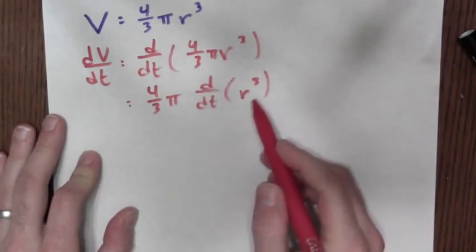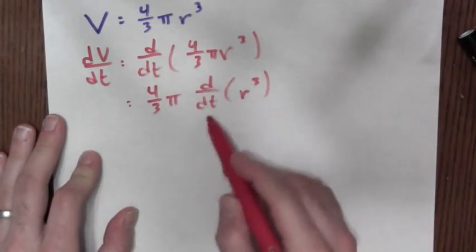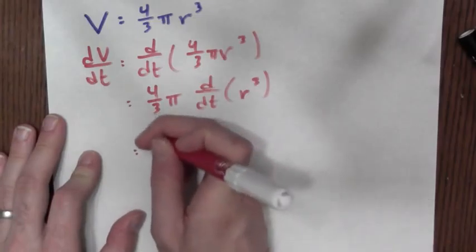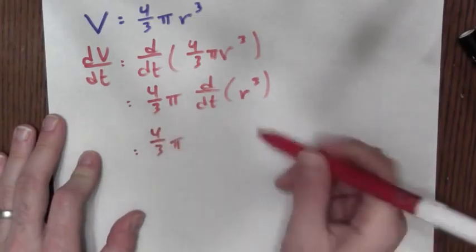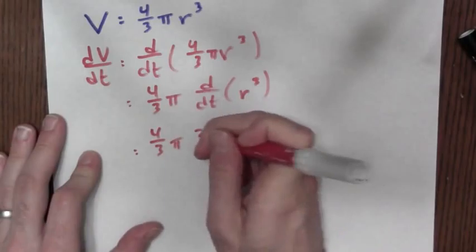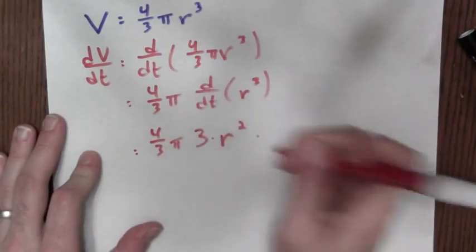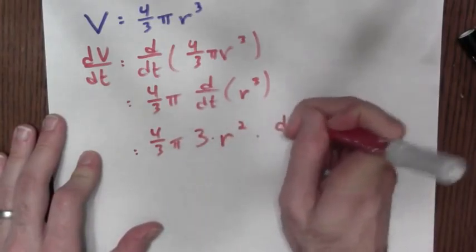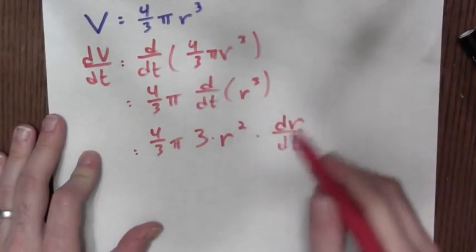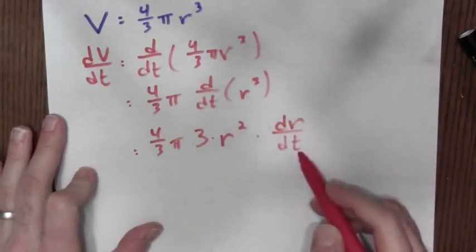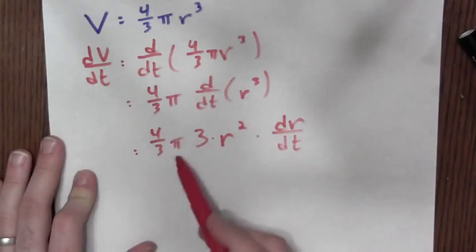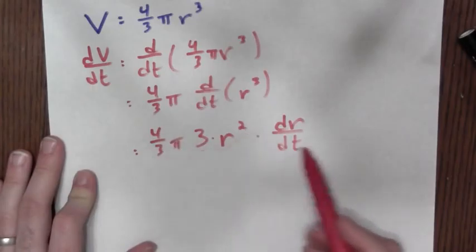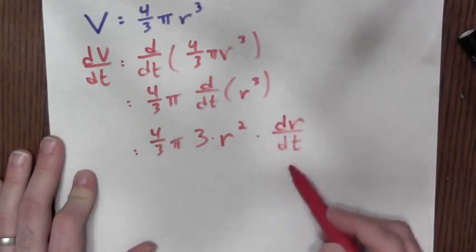To figure out the time derivative of r cubed, I'm regarding r, remember, as a function of t, so I use the chain rule. The derivative of cubing is 3 times the inside function squared times the derivative of the inside function, so dr/dt. So dV/dt is 4/3 pi times 3 times r squared times dr/dt.